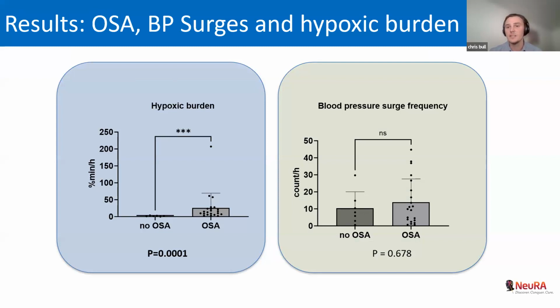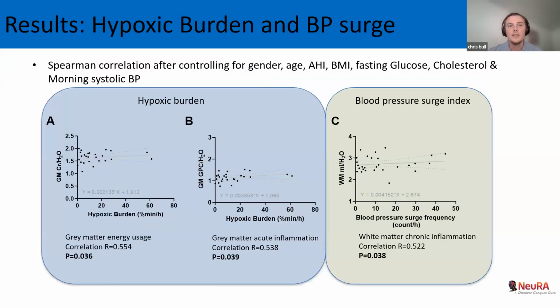What was very surprising is blood pressure surge frequency did not differ between the sleep apnea group and the non-sleep apnea group. And then when we look into how this relates to the markers, we found a really distinct pattern that emerged. It seems like the hypoxic burden, which is the classical understanding of neurocognitive injury, occurred mostly in the grey matter, while the blood pressure surge index had most of its effect in the white matter. And this is suggesting that these are perhaps two different pathways.